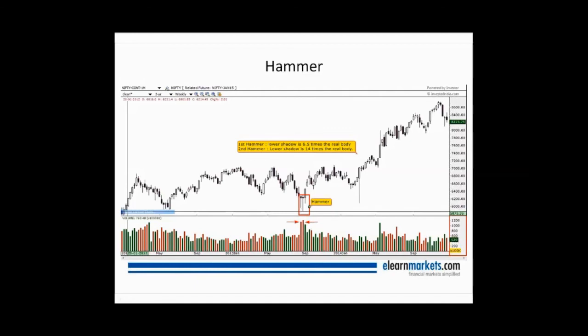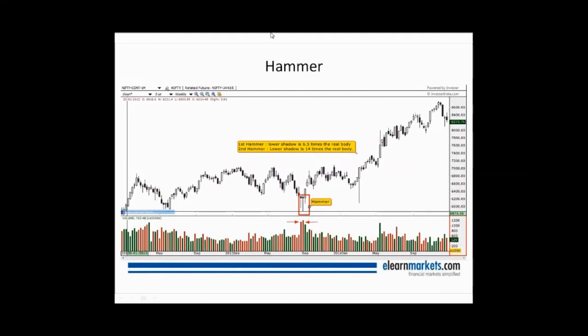So if the lower shadow is more than 2 or 3 times the real body, we can keep the midpoint of the lower shadow as a stop loss and not the low. Repeat, if the lower shadow is very big in comparison to the real body, we can keep the midpoint of the lower shadow as a stop loss rather than the low.